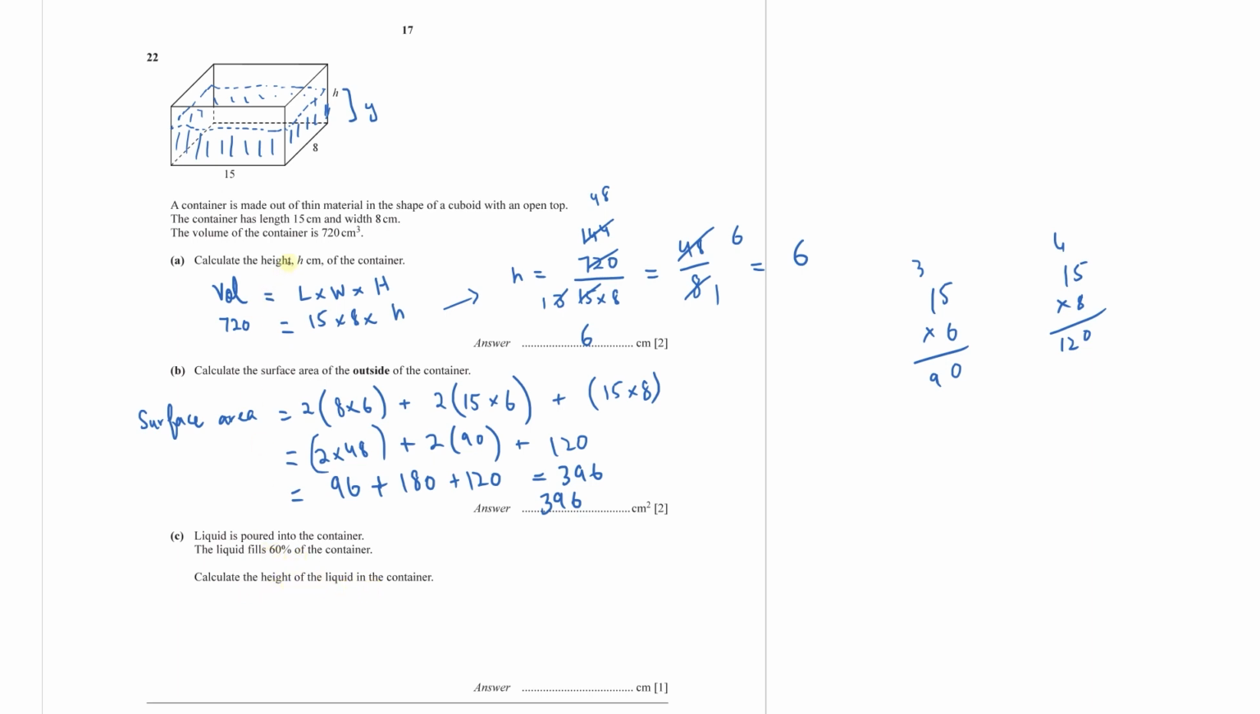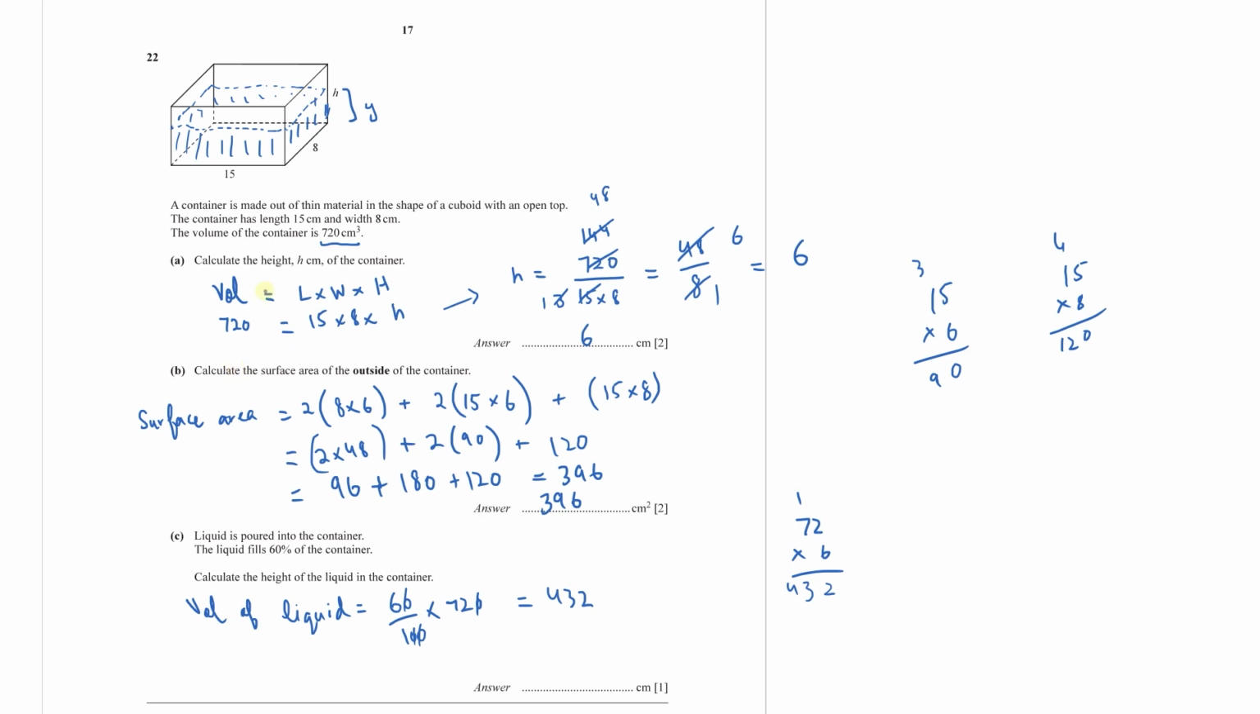So 60% means if the total volume of the container is 720, the volume of liquid will be 60 over 100 of this 720. So this 0 cancels out with this 0. So 72 times 6 would be 6 twos are 12, 1 carry, 7 sixes are 42, 43, 432. The volume of liquid is 432.